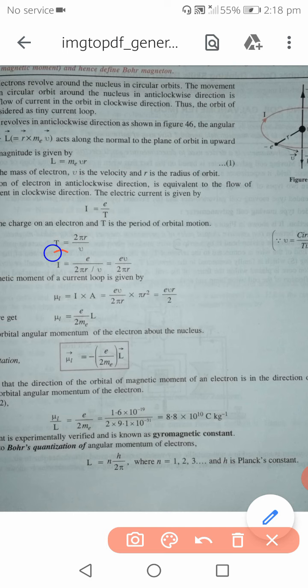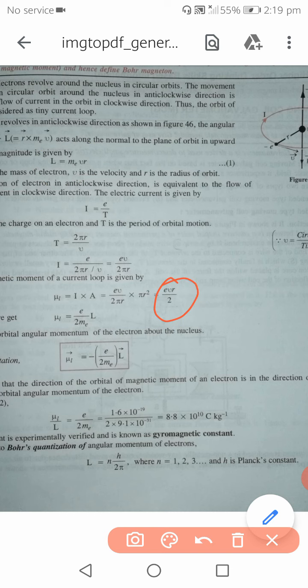So this becomes I equals e by T, which is this value, and v goes up. Now we need the magnetic dipole moment mu. Just now I told you that it is the product of current and area. So current, this one, times area pi r square. If you calculate, the value comes to this. So this is an expression for the magnetic dipole moment, but we actually want to represent it in terms of L. So what shall we do now?